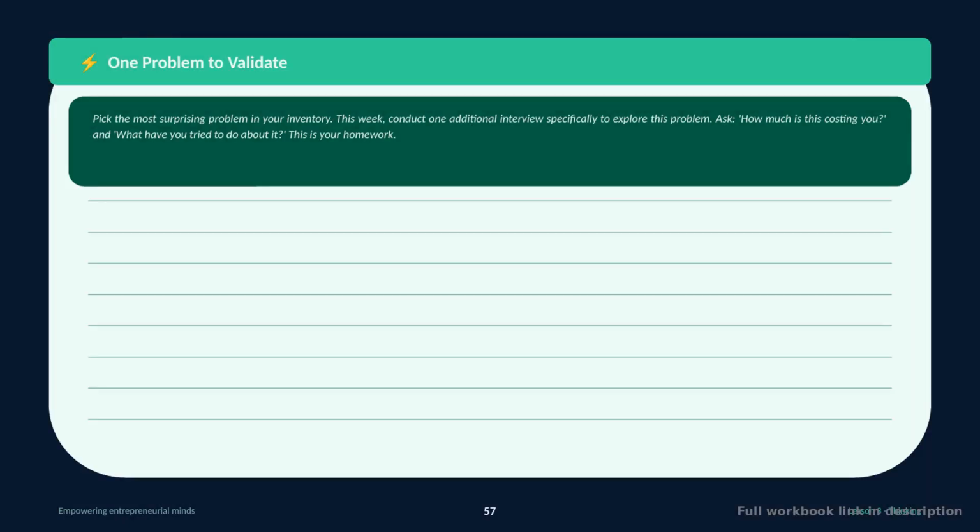For action, pick the most surprising problem in your inventory. This week, conduct one additional interview specifically to explore this problem. Ask, how much is this costing you? And what have you tried to do about it? This is your homework. Next time, we take your raw inventory and turn it into a prioritized list based on urgency.